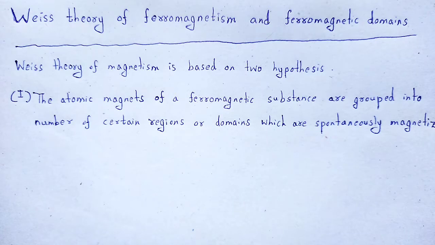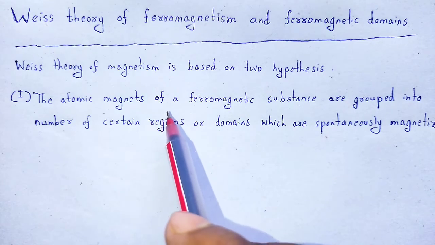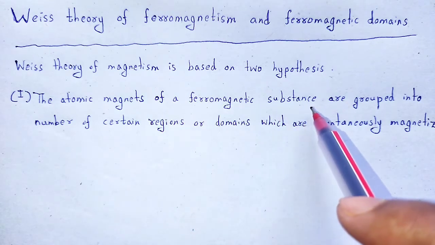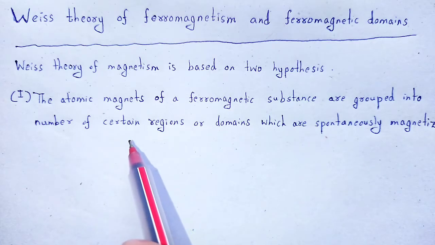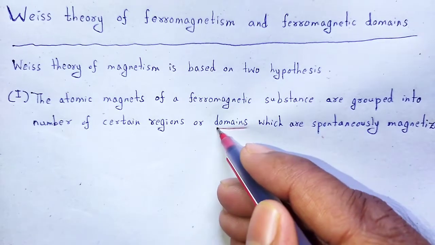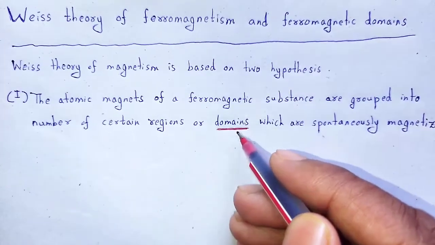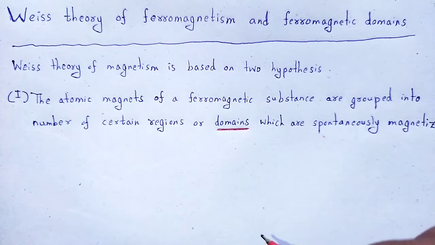Weiss's theory of ferromagnetism is based upon two hypotheses. The first one is that the atomic magnets of a ferromagnetic substance are grouped into a number of certain regions, and these regions are known as domains, which are spontaneously magnetized. Let me explain it.